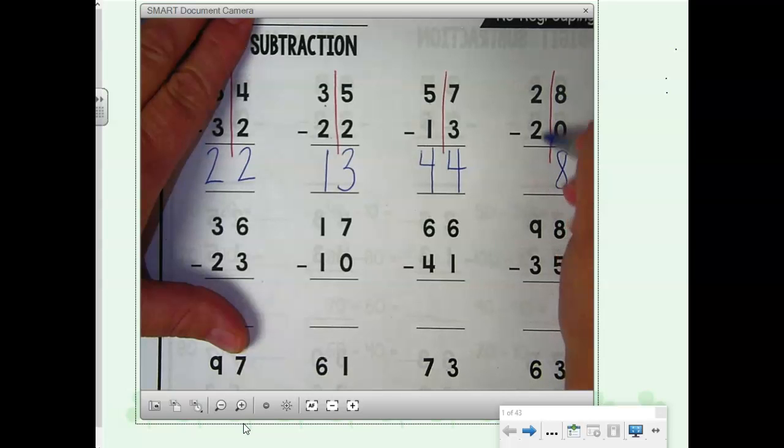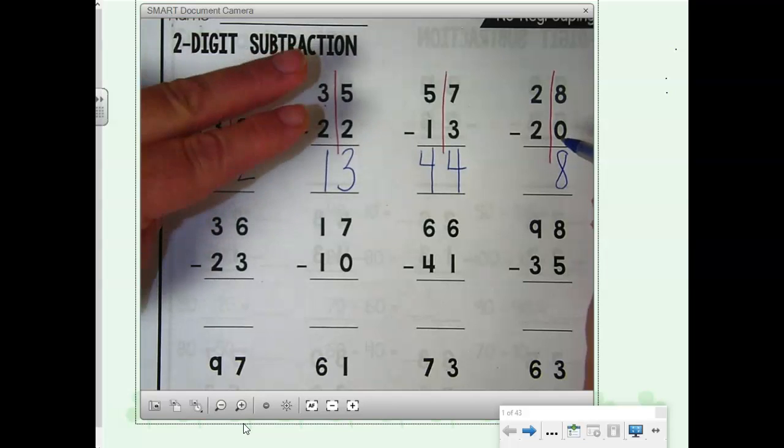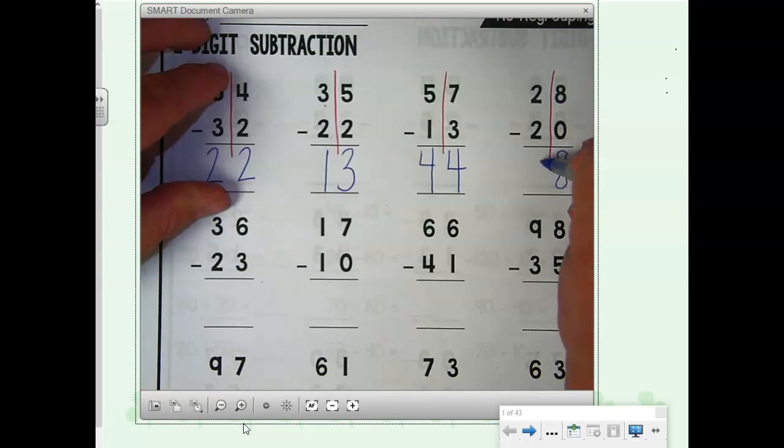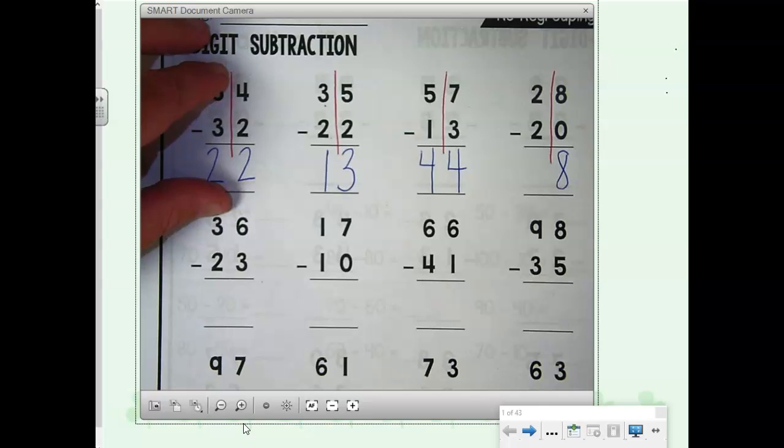And then 2 minus 2. We have 2, but we take away both of them. We have 0, guys. If you have a 0 here in the last digit, you do not have to put it in. That's 8. We don't have to have 0, 8. We can just have 8.